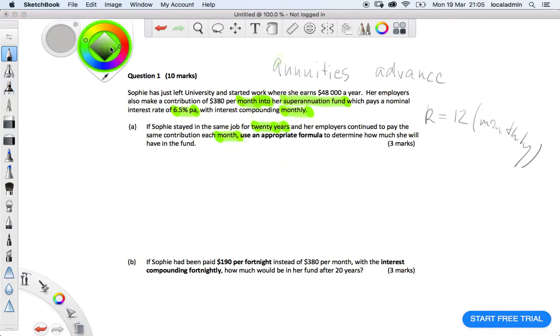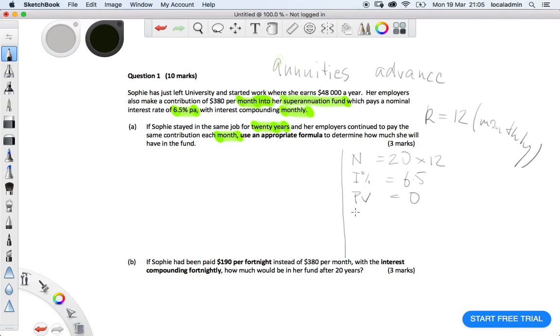So what I like to do with these questions, because it's an assignment, is to do two things. First of all, N, which should be 20 years times 12. Then we do our interest rate as a percentage, which in our case is 6.5%. The present value is 0, we haven't started yet. The employer makes regular payments of $380. The future value is the big question, the one that we don't know.